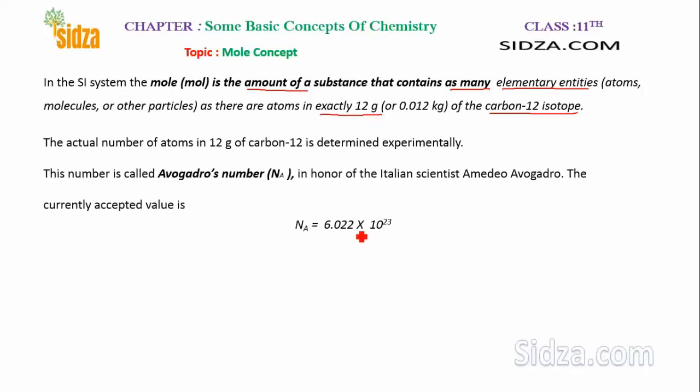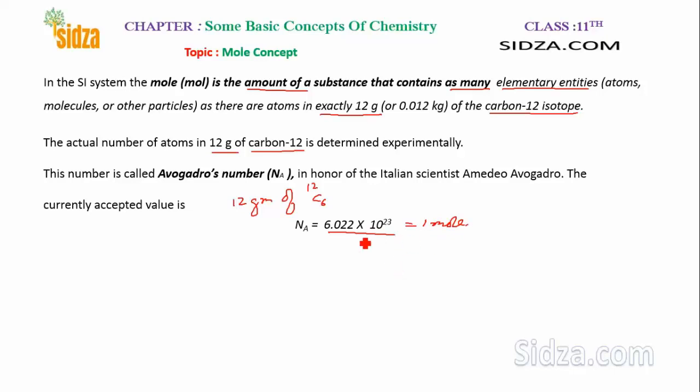Experimentally, it is found that if you take 12 grams of the C12 isotope, it contains the number of particles equal to 6.022 times 10 power 23. So this number of particles are actually present in 12 grams of the carbon 12 isotope, right? And this number is called the Avogadro number. So 6.022 into 10 power 23 is the number of particles actually present in 1 mole.